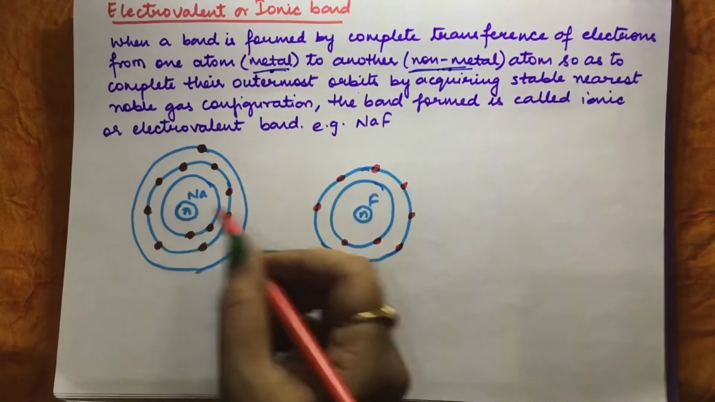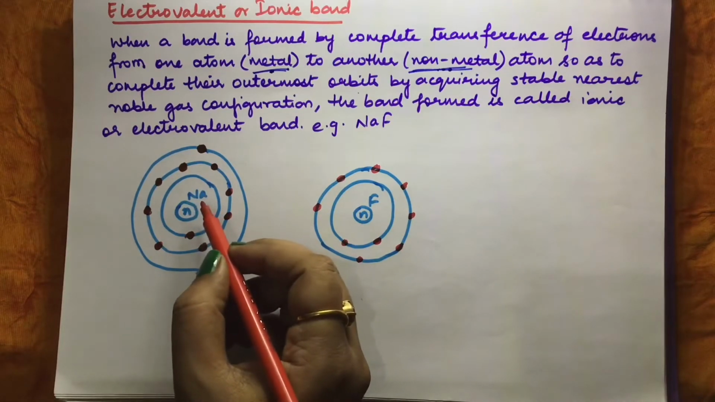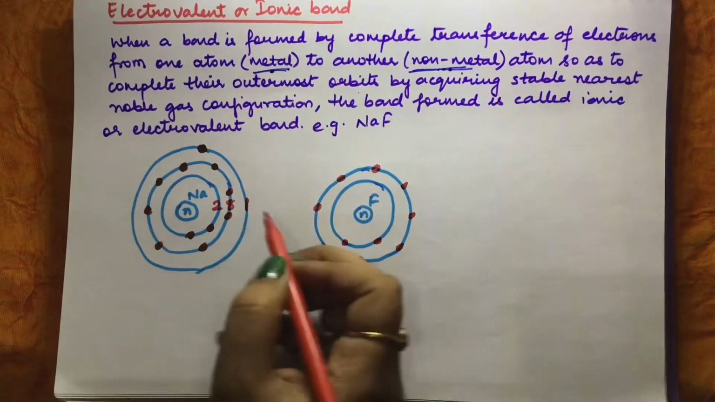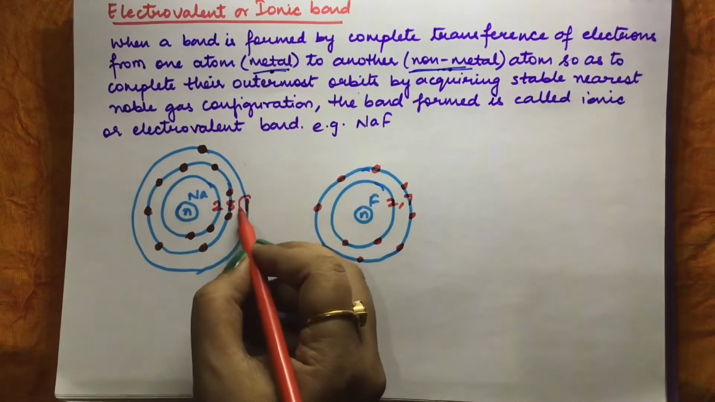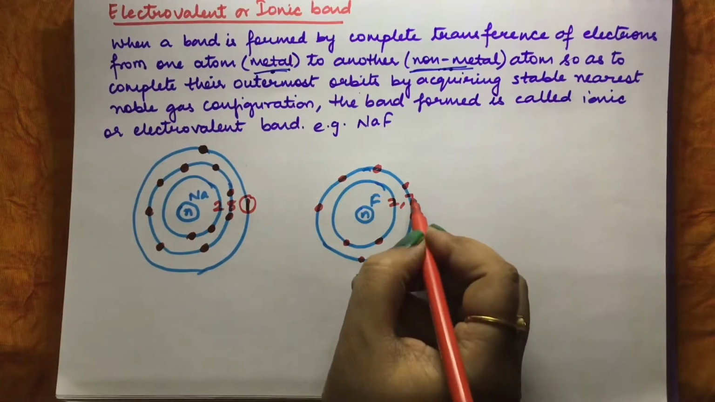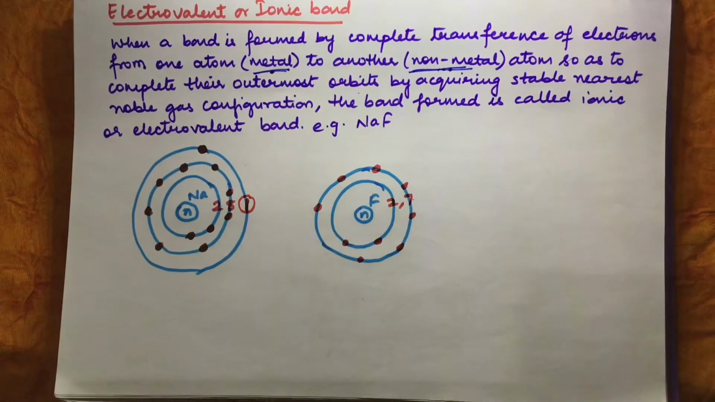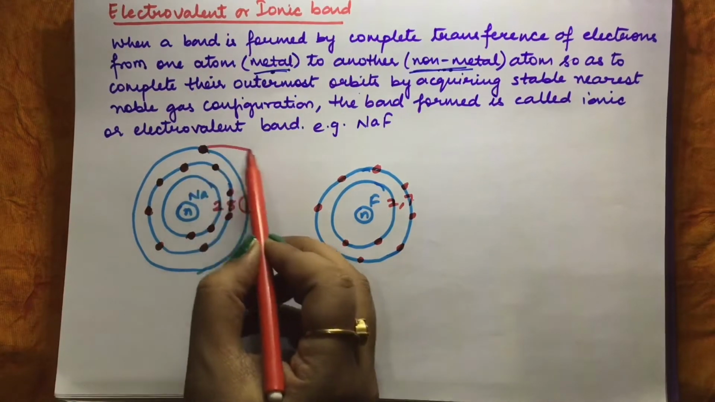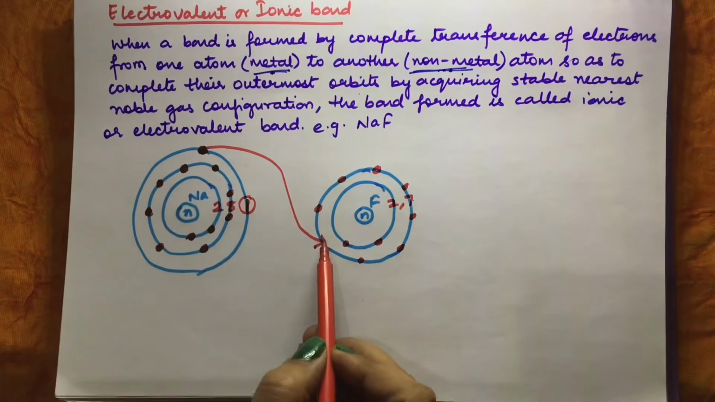Now in the case of the NaF molecule, as you might know, if we look at the distribution of electrons in Na, the distribution is 2, 8 and 1. In fluorine, the distribution is 2 and 7. So if Na can lose this one electron and fluorine can gain this one electron, then both the metal and non-metal can acquire the stable nearest noble gas configuration. So this will lose this electron and this will gain this electron. This electron will be transferred from Na to F.